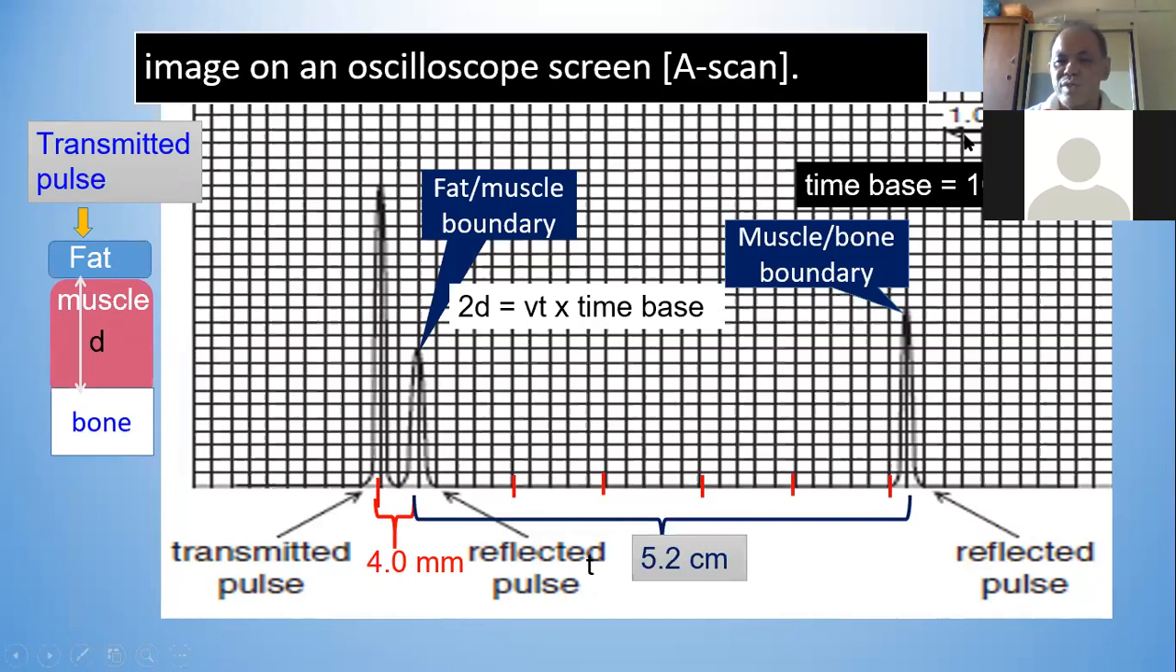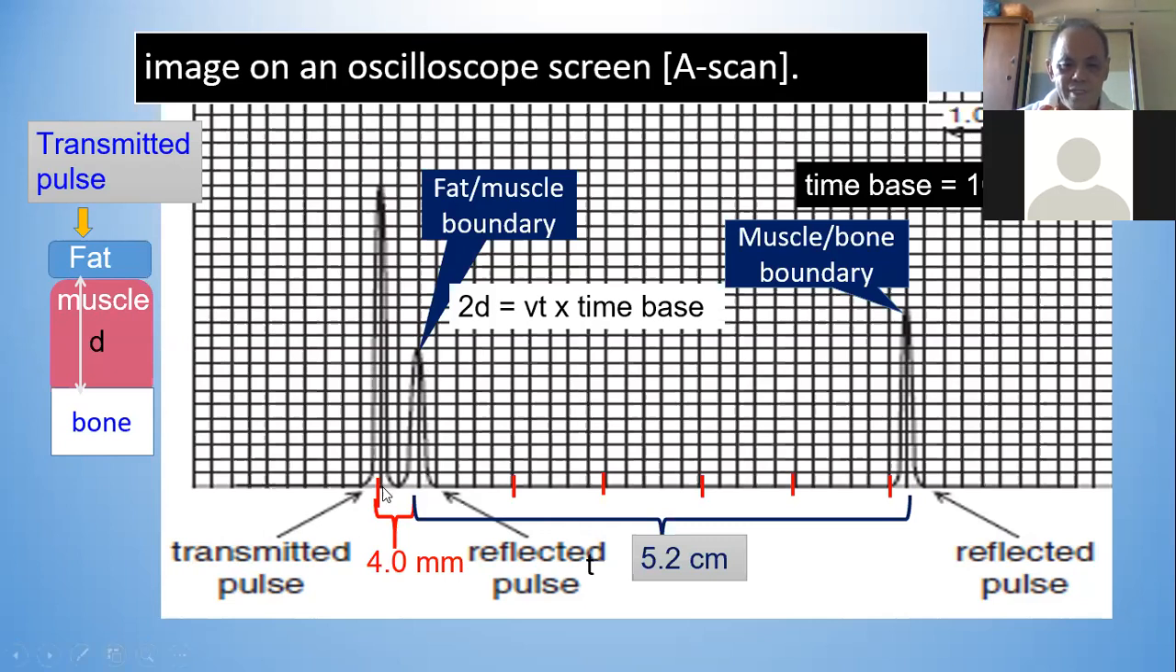Where you are told that one square is 1 cm, it means that one small square is 2 millimeter. And this is where you send in your pulse. As it meets the fat-muscle boundary, it gets reflected back. That's why it comes back. You lose some energy, so that's why the amplitude becomes smaller.